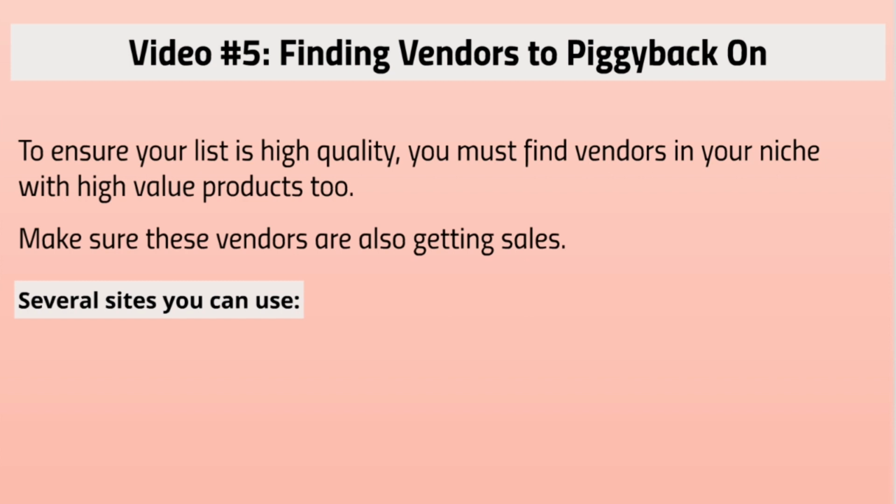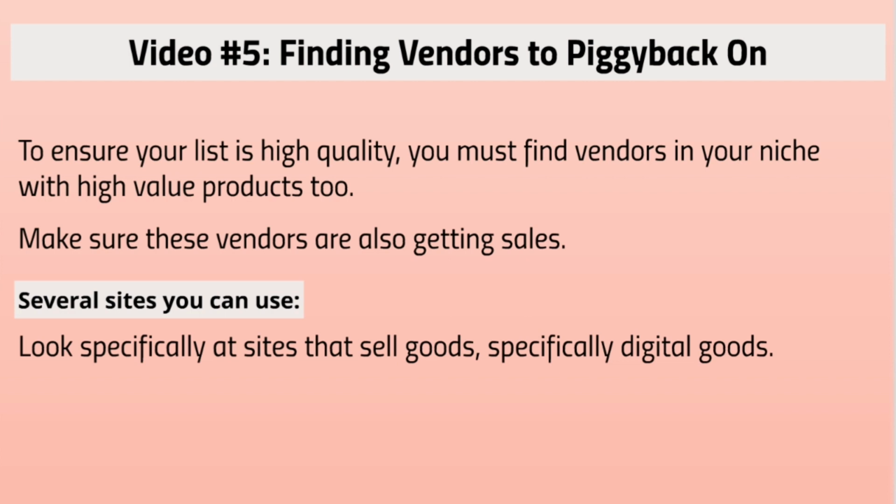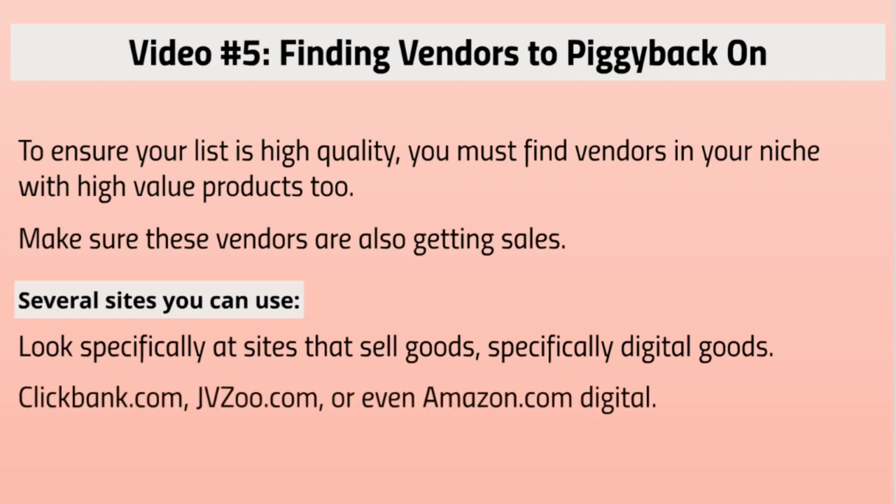And there are several sites that you can use to find these vendors. So keeping that in mind, you want to look specifically at sites that sell goods, specifically digital goods. If you are selling a digital book, a digital video course, or something digital or intangible, you could technically look at sites like Amazon.com, but most of those are selling through Amazon and are physical goods. Now, that doesn't mean that you can't maybe even convert your product into some sort of physical good. You could approach it that way as well. But you could use Amazon.com digital, like Kindle.